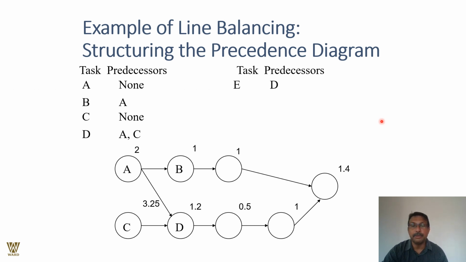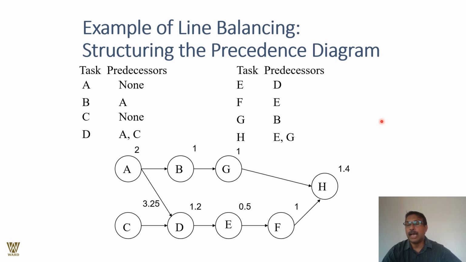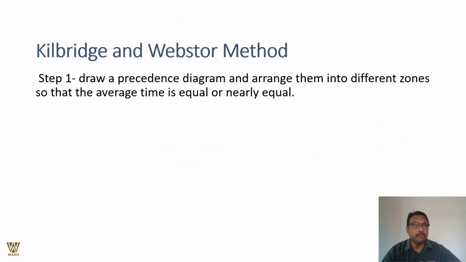Look how it has been represented. Similarly, for the task predecessor, E is D. For F, it is E. For G, it is B. And there comes the task H, which depends on F and G. I believe everybody is aware of what we wanted to go around. The numbers represent the amount of time required to complete the task.